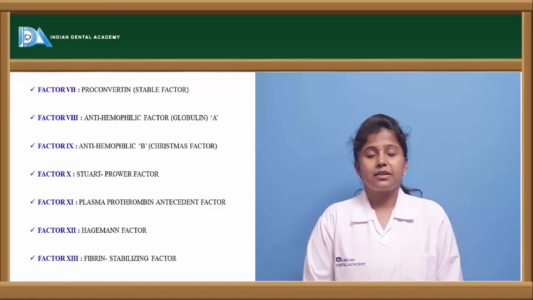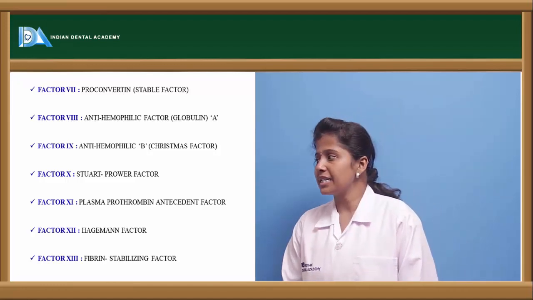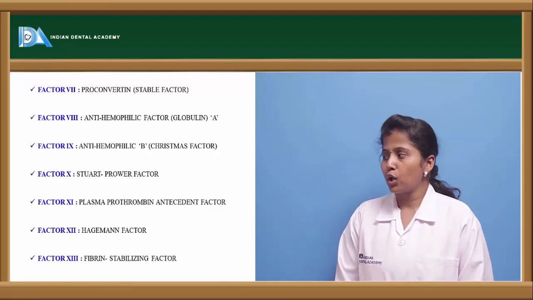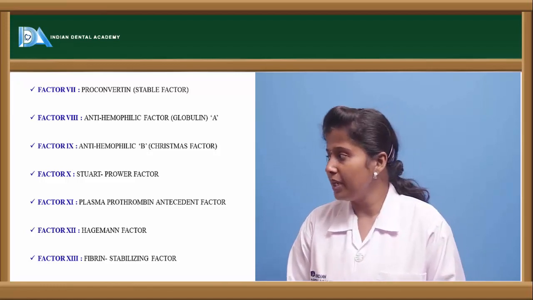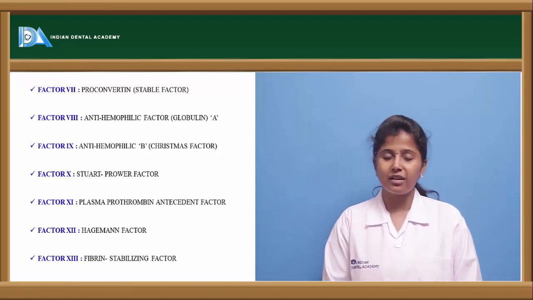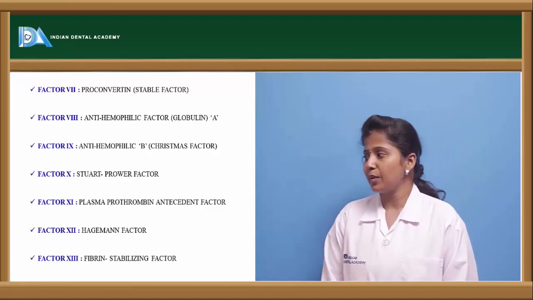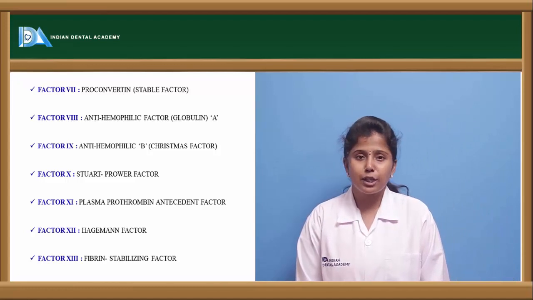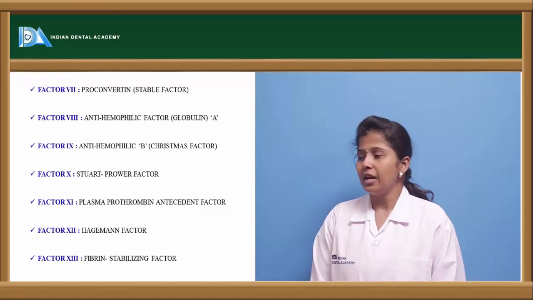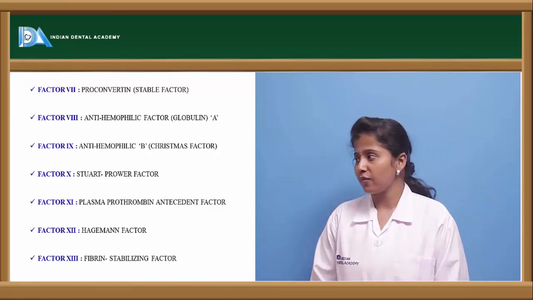The 7th factor is proconvertin, which is also called stable factor. Factor 8 is antihemophilic factor or globulin factor. The 9th factor is antihemophilic factor B, which is also called Christmas factor. Factor 10 is Stuart-Prower factor. Factor 11 is plasma thromboplastin antecedent. Factor 12 is Hageman factor, and factor 13 is fibrin stabilizing factor. All these factors aid in clot formation.